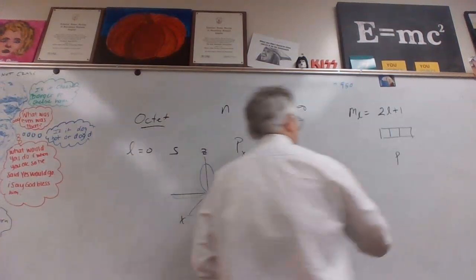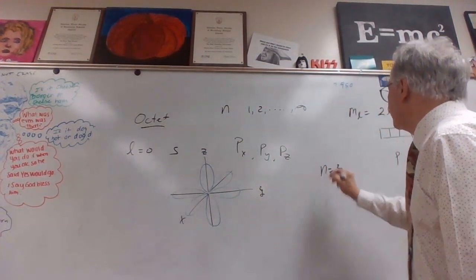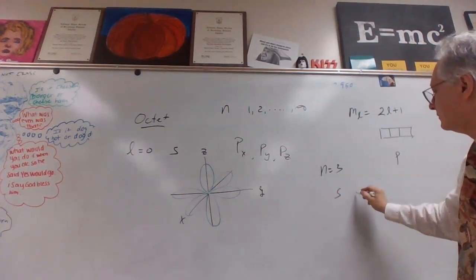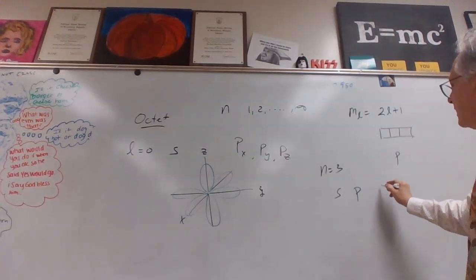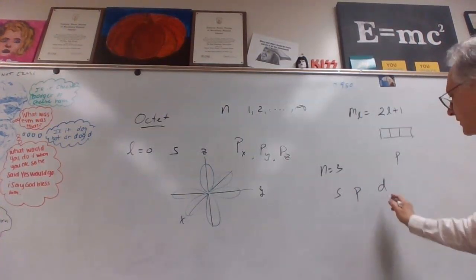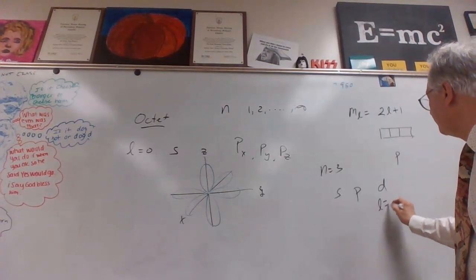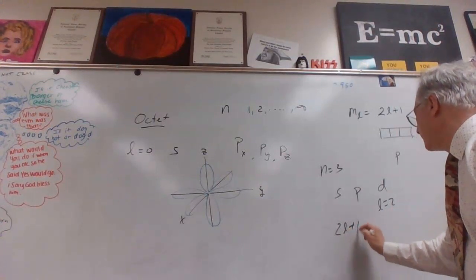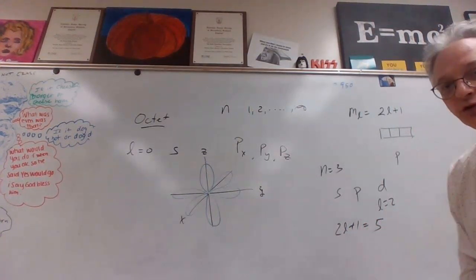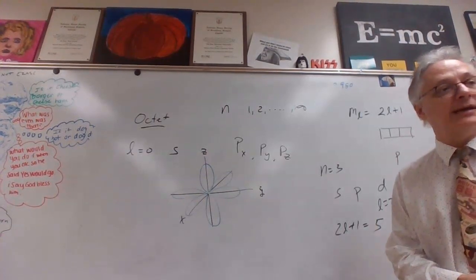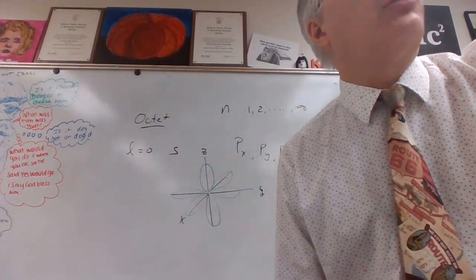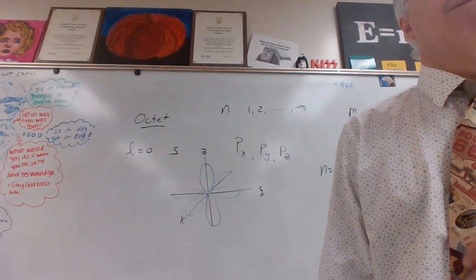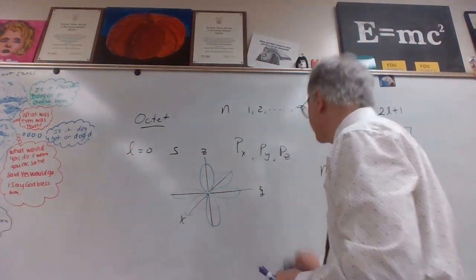So if I'm talking about the n equal to 3 level, well, then we've got s orbitals, we've got p orbitals, and we also have something called d orbitals. The d orbitals have an L value of 2. And 2L plus 1, I've got 5 possible d orbitals in the set. I'm not going to try to draw them, but they're oriented just like the picture on the wall back there if you want to take a look at them. So, to summarize, put a chart like this in your notes.